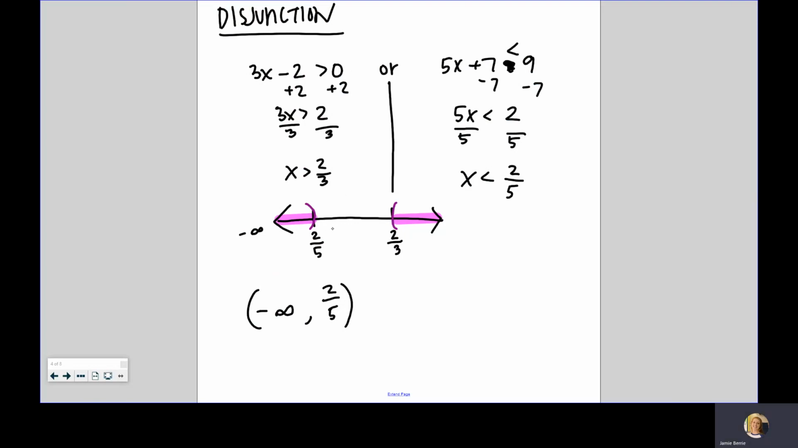Anytime you have a little gap like this, it's going to be represented by this symbol. It looks like a U, and that stands for union. The union symbol is just a symbol that we use to join up two sets. So then we open back up at 2/3, and then it's shaded all the way out here to positive infinity. Close parenthesis. So that's it. We're going to do another one of those before the end of class, so if you feel like you might need extra practice on that one, that's fine.